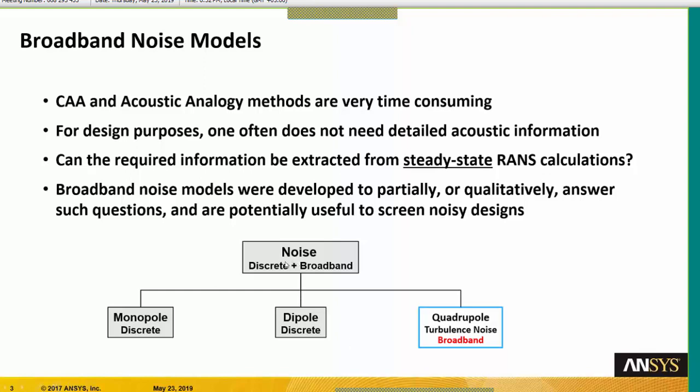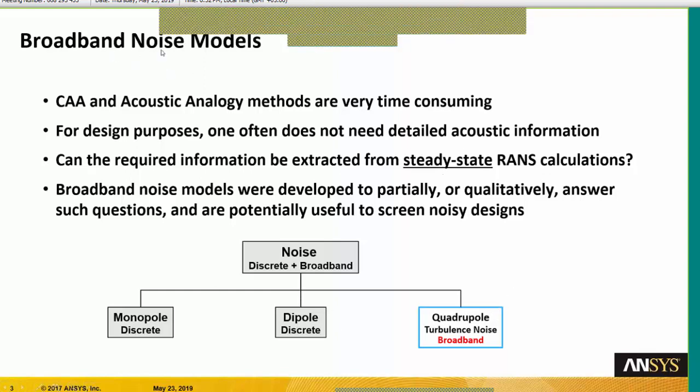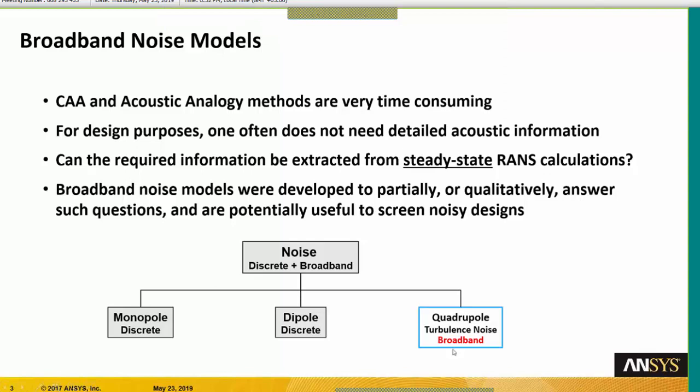So when you have noise, you have discrete and broadband. There is a small mistake here. If you remember when I was talking about dipole, in dipole you have discrete and broadband. And these 2 contributions from monopole and dipole, we are going to forget them. Here, when we do this kind of analysis for broadband noise modeling, we are only interested in the quadrupole broadband noise contribution. Quadrupole, I insist, quadrupole broadband noise contribution.